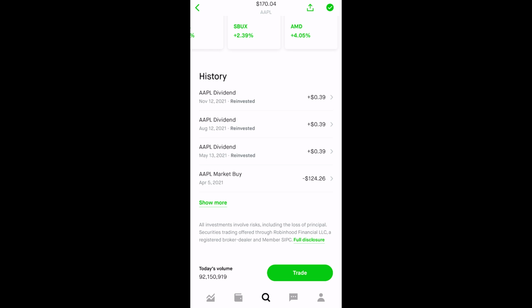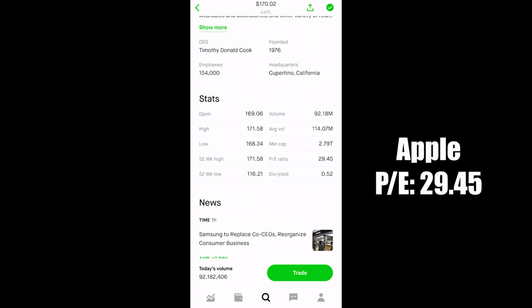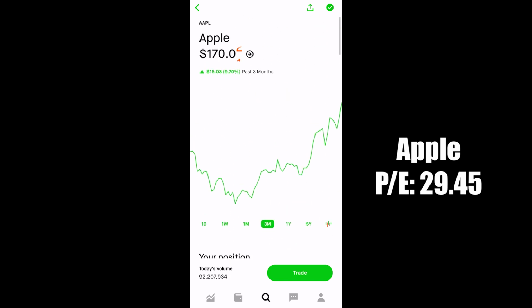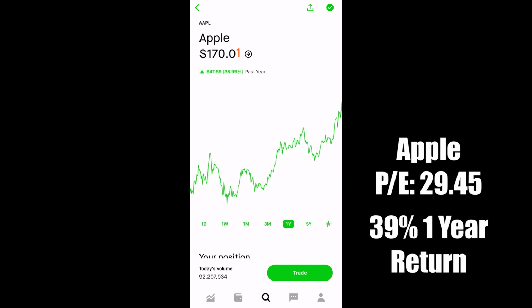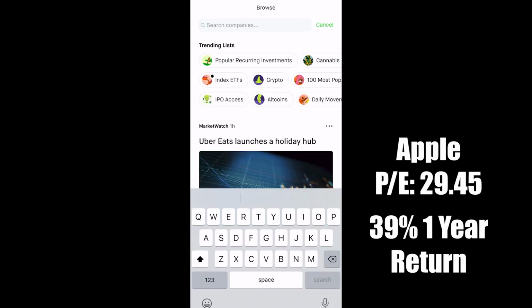Now, if you want to compare it to another competitor, which in this case would be Microsoft, we could pretend that they're apples to Apple. And we're going to scroll up to the top here. And remember, the PE ratio was at 29.45. Okay, so we're going to remember that, 29.45. And let's look at a 1-year return of 39%. Okay, so 39%. So now let's look up Microsoft.